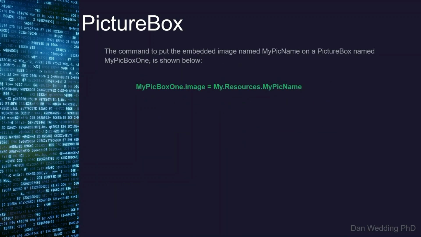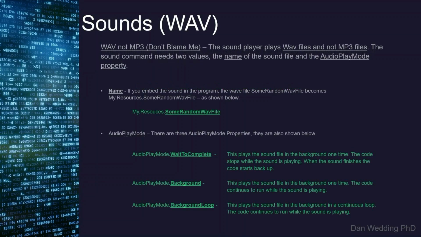The command to put the embedded image named MyPicName on a picture box named MyPicBox1 is shown below. The sound player plays WAV files and not MP3 files. The sound command needs two values: the name of the sound file and the audio play mode property. If you embed the sound in the program, the WAV file, some random WAV file, becomes my.resources.someRandomWaveFile, as shown below.